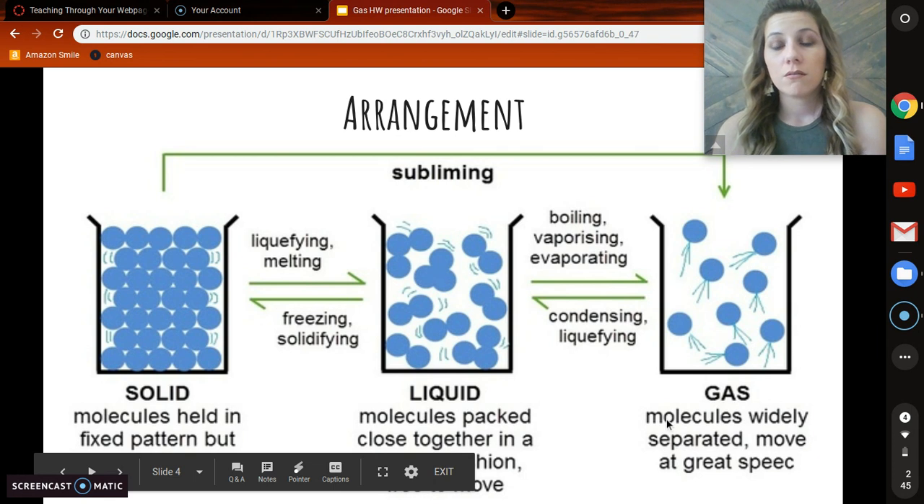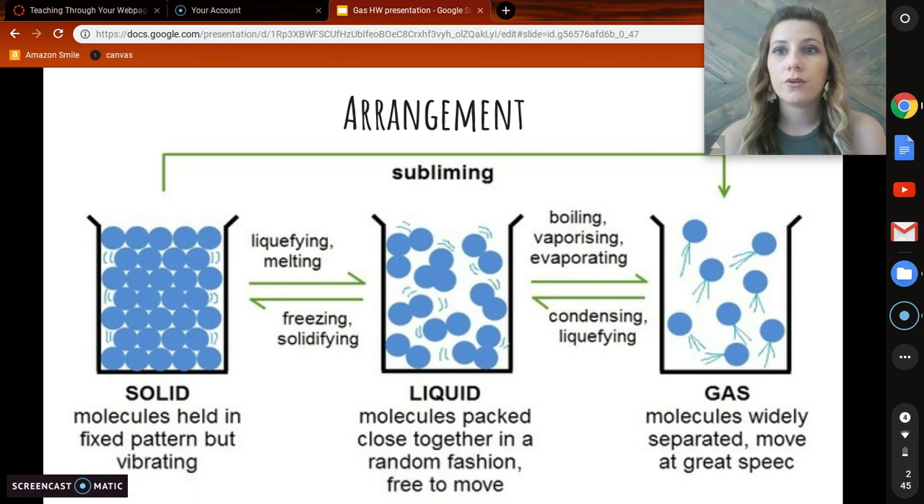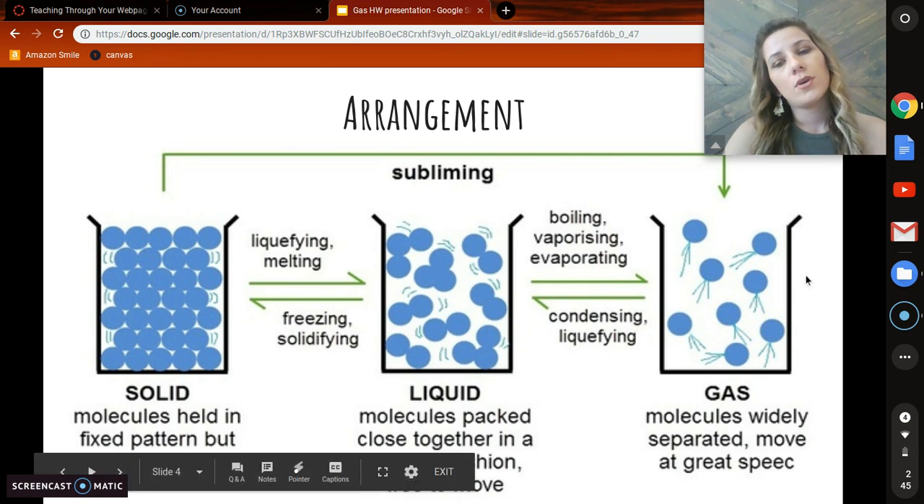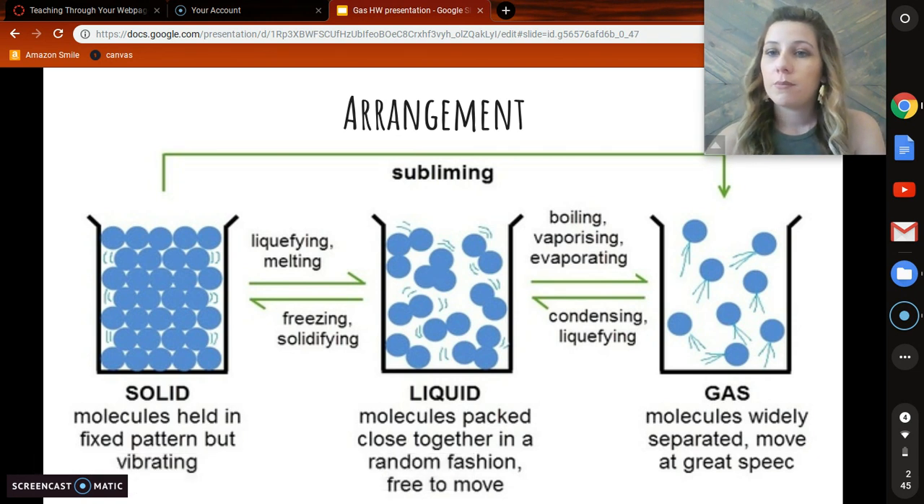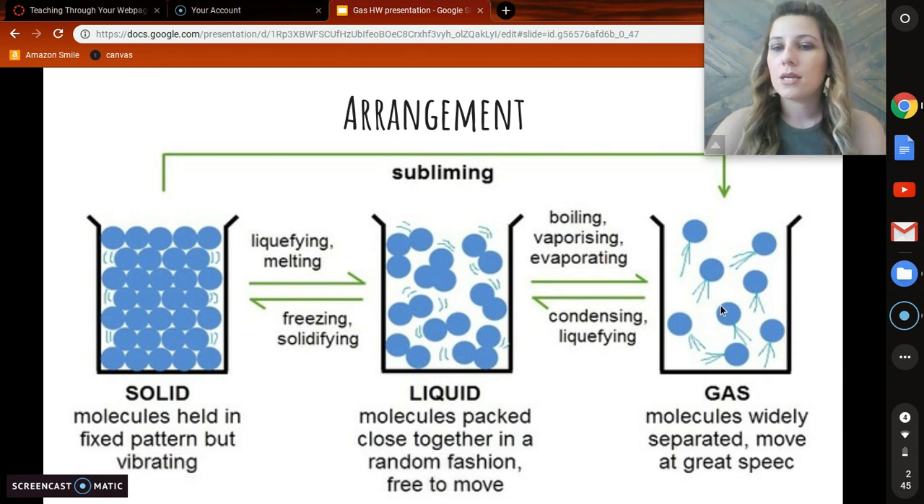Gases, these particles are so different than the other two because they aren't stuck together. They move around freely. They are widely separated. They don't stick to each other, and they move pretty quickly, just like we were talking about before. And if you see in this container right here, if we had a lid on it, then it would be evenly dispersed throughout the entire container, and they'd be pretty far apart, just like you see right here.